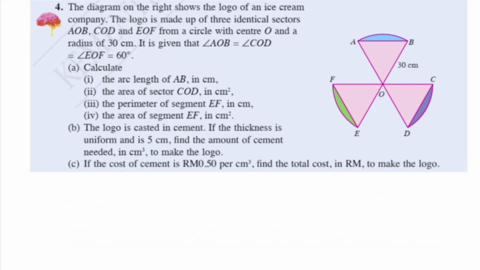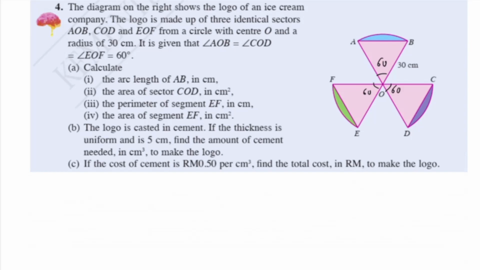All right, the diagram on the right shows the logo of an ice cream company. The logo is made of 3 identical sectors: AOB, COD, and EOF, from a circle with center O and radius of 30. They're all 60 degrees, here 60, 60, and 60. Calculate the length of arc AB. The first part is very simple.